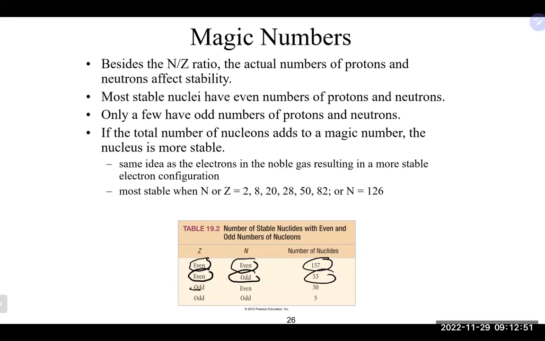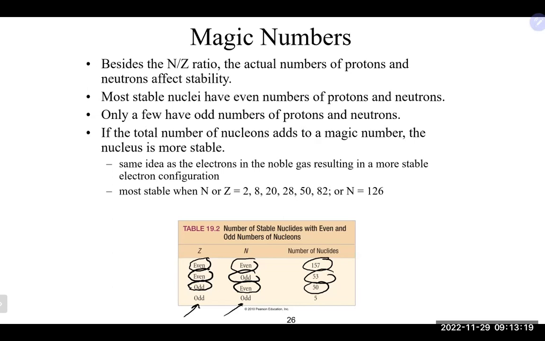Your next best situation, odd protons, even neutrons. And really your worst in terms of stability, if you were just quickly trying to decide stability, is if you have something that has an odd number of protons and an odd number of neutrons. For the most part, there's very few stable nuclei that have that sort of arrangement.